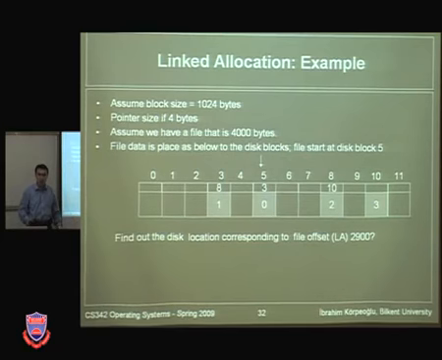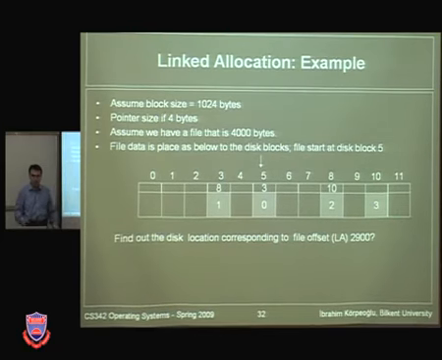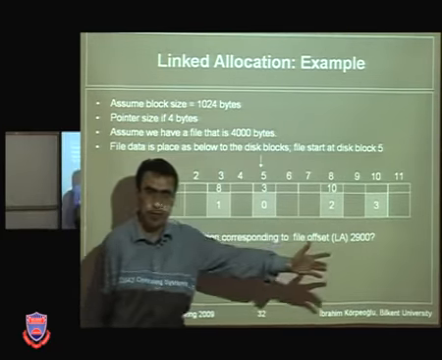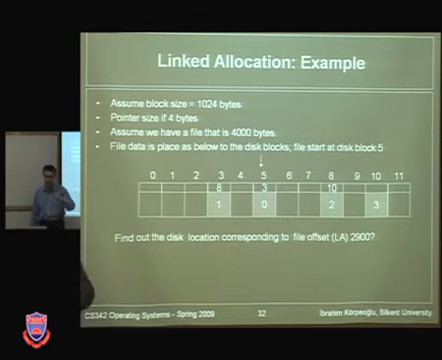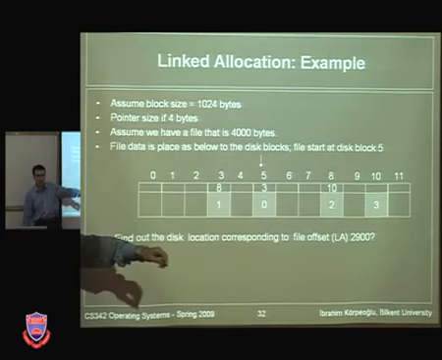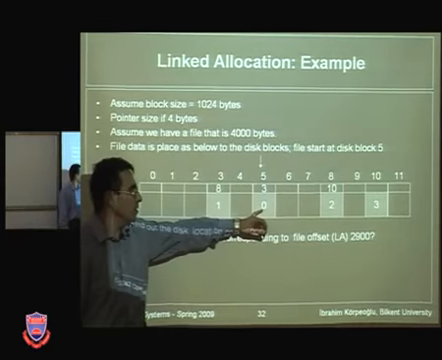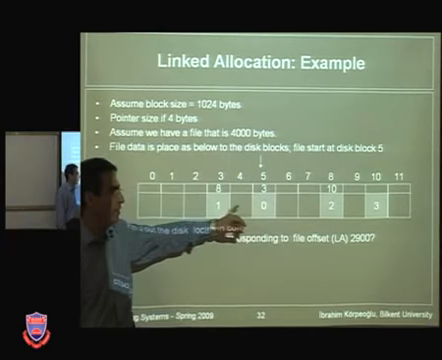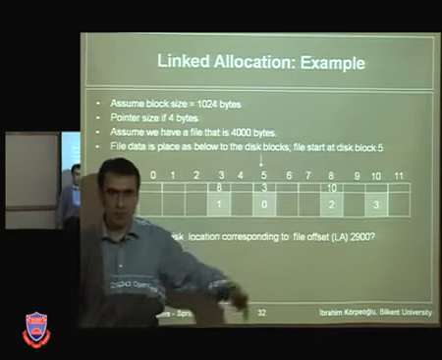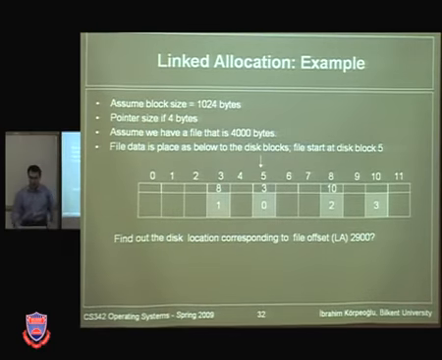Assume we have a file that occupies 4000 bytes. Assume these are the blocks allocated to the file, and the file starts at disk block 5. So this is the first block allocated to the file, then the next block. These are the relative block numbers: 0, 1, 2, 3.